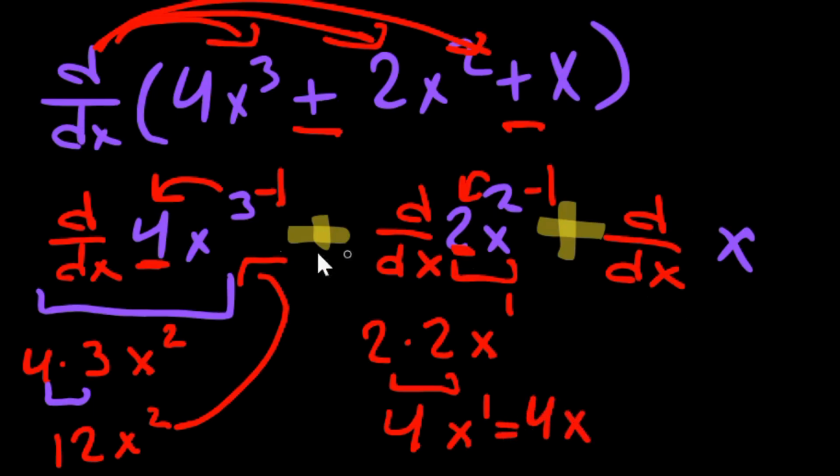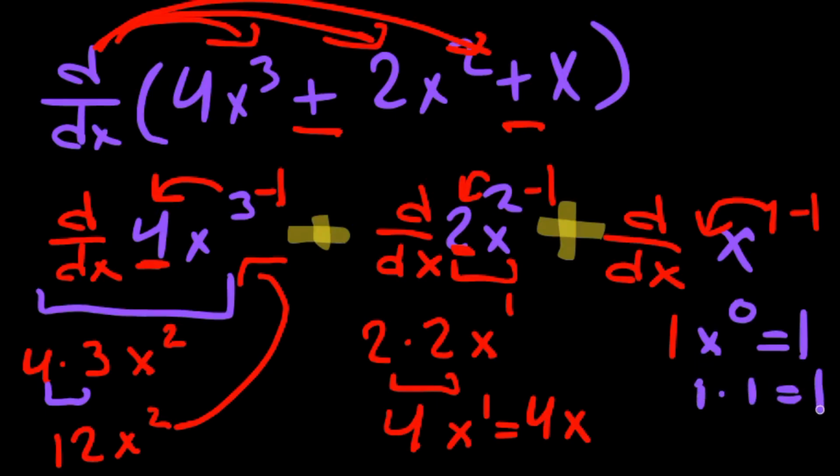Now, what is the derivative of x? Let's try the same thing. There's an invisible 1 over here. So we hop the 1 down, and then we subtract 1. So we get 1x to the 0th power. Anything to the 0th power is simply equal to 1. So this expression is the same thing as 1 times 1, which is, again, 1. So the derivative of x is simply equal to 1. Now let's clean up a bit here.